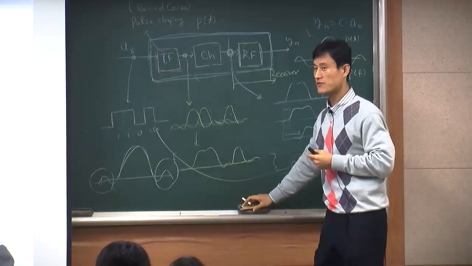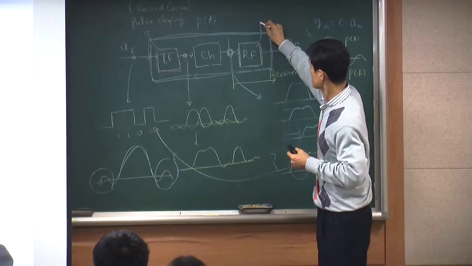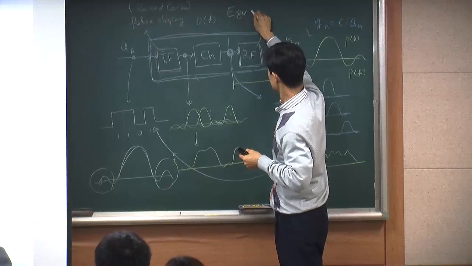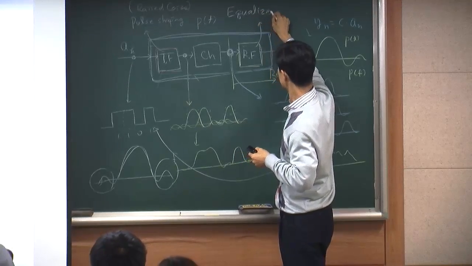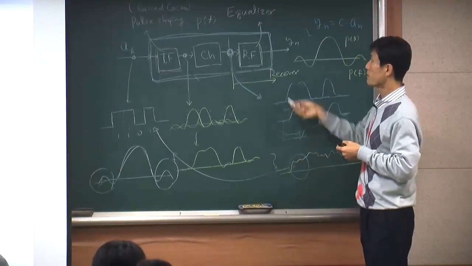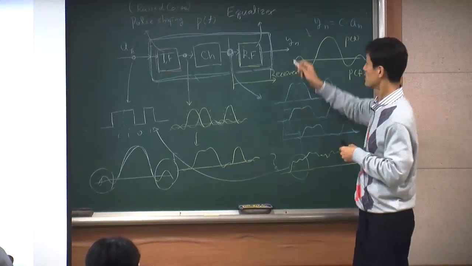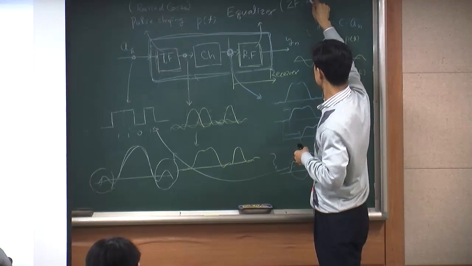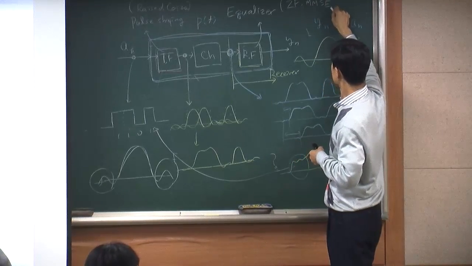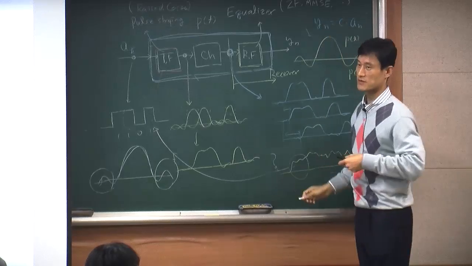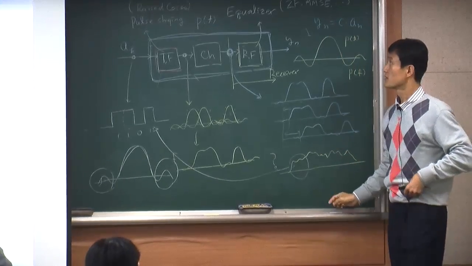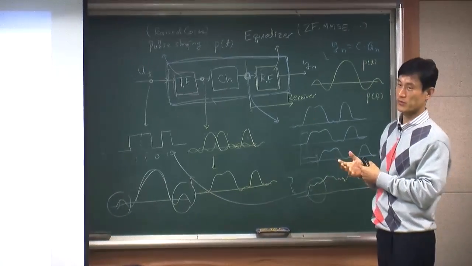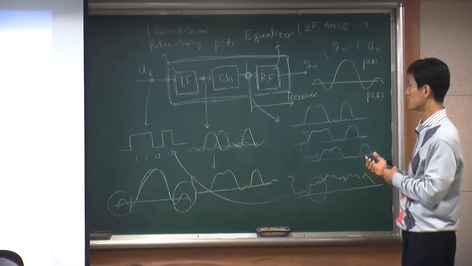Now let's consider the receive filter. In this particular case, we can call that an equalizer. There are many examples of equalizer: zero forcing, MMSE. There are many different filters, many different equalizers. So this one we call an equalizer, and that's what we are learning here.